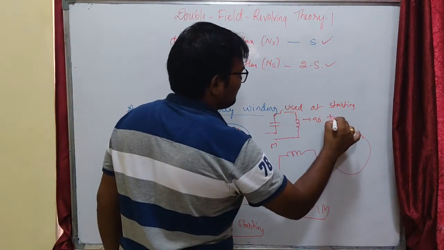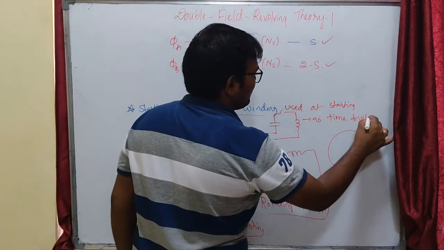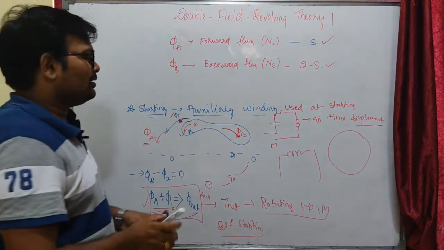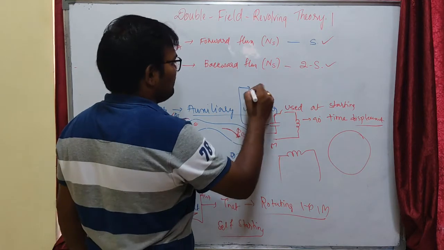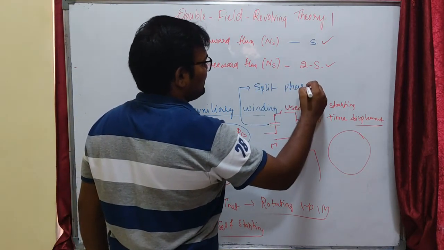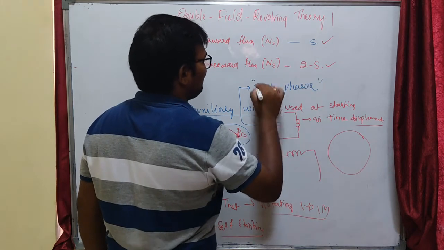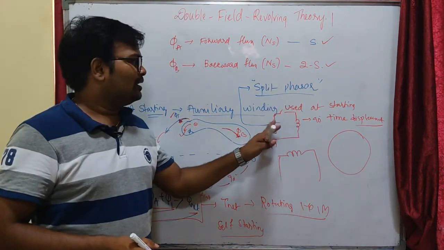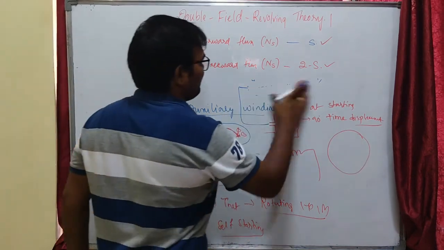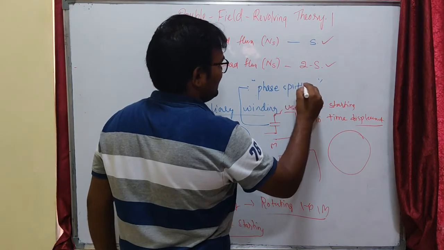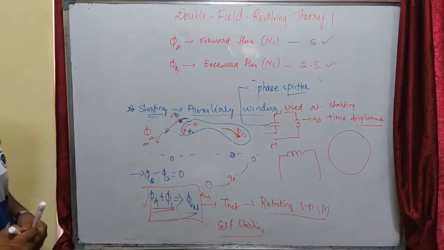The 90 degree time displacement is added to our auxiliary winding due to that capacitor, and the capacitor also has the function of a phase splitter. It is an important thing. Our capacitor is also called a phase splitter. It splits the phase: one phase will be converted to two phases. The capacitor splits one phase into two phases. That's why it is given.